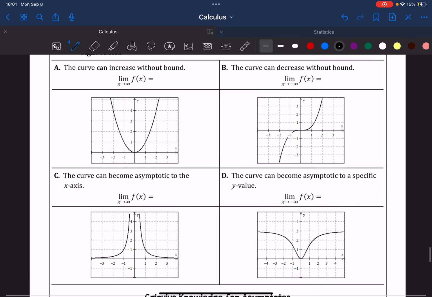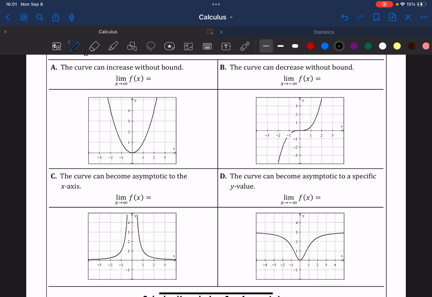Okay. Same thing here. This is taking the equations that we did on the last example and showing you in graph form. The only thing you need to do is change these ones up in order for them to match. They mixed up C and D. So A says the curve can increase without bound. So the limit as x approaches infinity is going to be infinity because this is a polynomial of x to the power of n where n is even. Okay, which means as x increases, f of x increases.